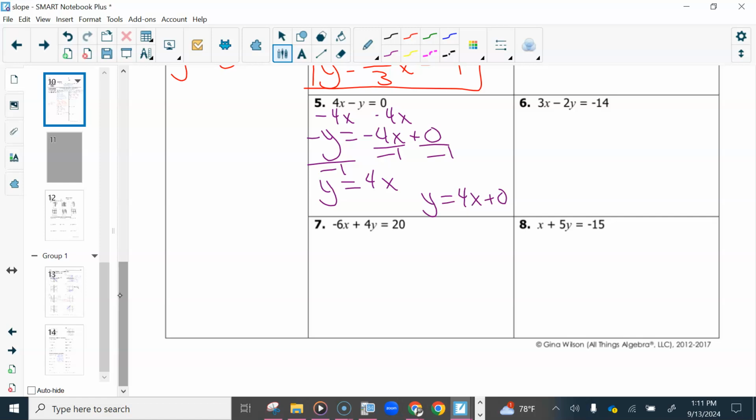Okay, let's try number 7. What's that first step? Would it still be minus? It's going to be plus. So this is a rare case where instead of it being positive already, it's negative. We would add instead. I went ahead and switched them. And then we're going to divide everything by 4.